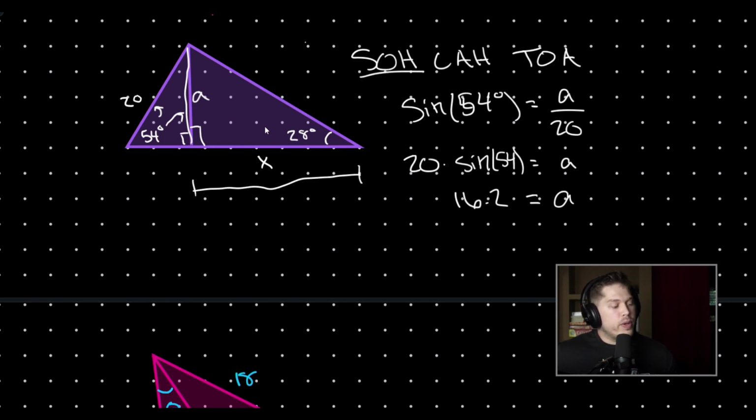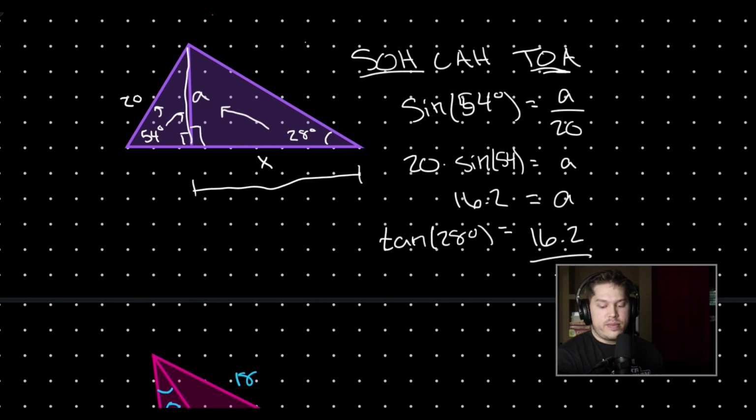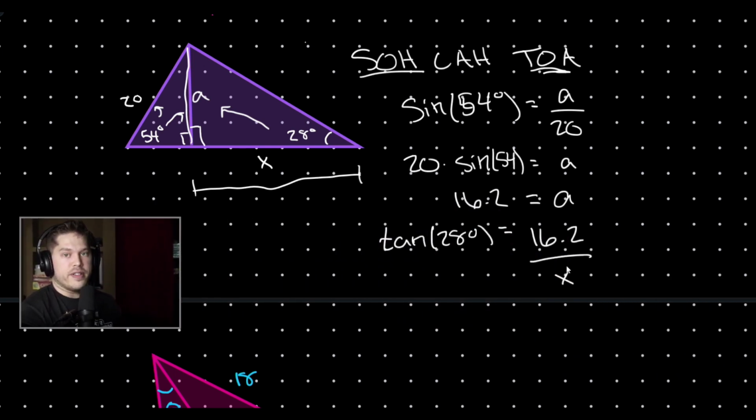Okay, in terms of 28, what do we have? Well, we have our altitude. That's our opposite side. And we're looking for our adjacent side. So we're going to be using the tangent function, such that the tangent of 28 degrees is going to be equal to our altitude, which we found to be 16.2, and we're going to be dividing by our unknown x. Here, let me move myself again to the other side.